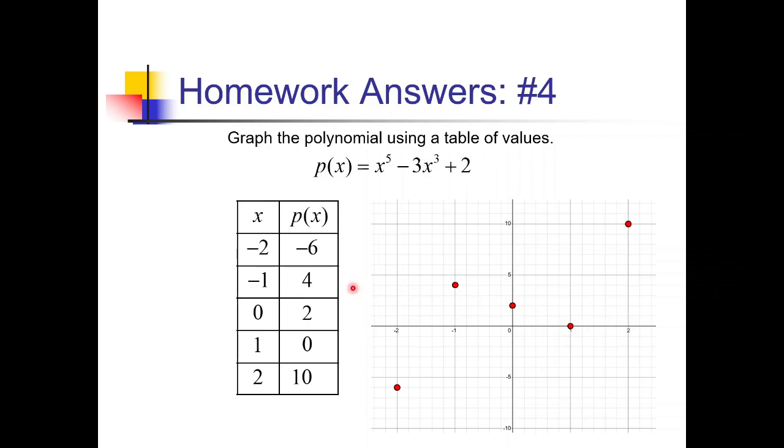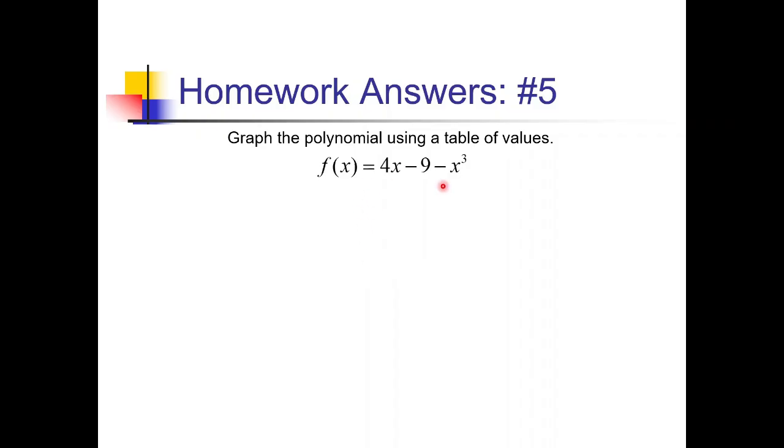For my end behavior, I've got a positive x to the odd power as my highest term, my lead term. So that's going to give me an up line sort of end behavior. So we're going to be starting low and ending high, going to negative infinity as we go left and positive infinity as we go right. So starting down here and just going through and connecting all those dots and ending going up forever.